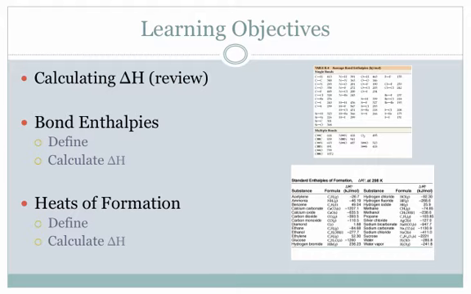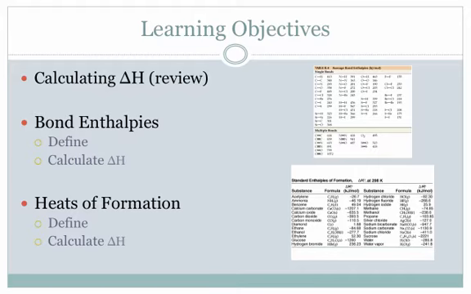Secondly, we'll talk about heats of formation. Heats of formation involves not bonds, but entire chemical compounds and the energy associated with those. We'll define that term again and then talk about how heats of formation data can be used to calculate the delta H of a reaction.